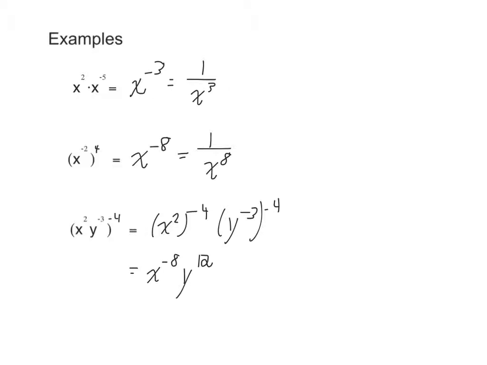The x to the -8 needs to be in the denominator. Y to the 12th is going to stay right where it is. There's nothing wrong with it. It's a positive exponent, so it will stay on top. You can write it two different ways. You could write it as 1 over x to the 8th times y to the 12th. Or the more preferred method is just to combine those together as y to the 12th all over x to the 8th. So the x to the 8th goes to the bottom, y to the 12th stays at the top.